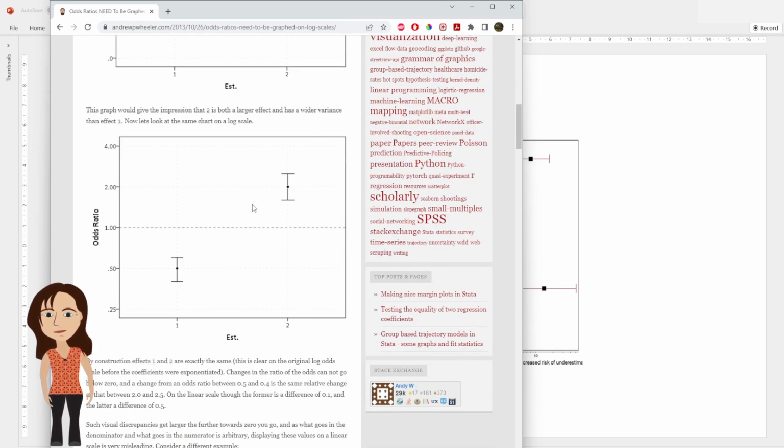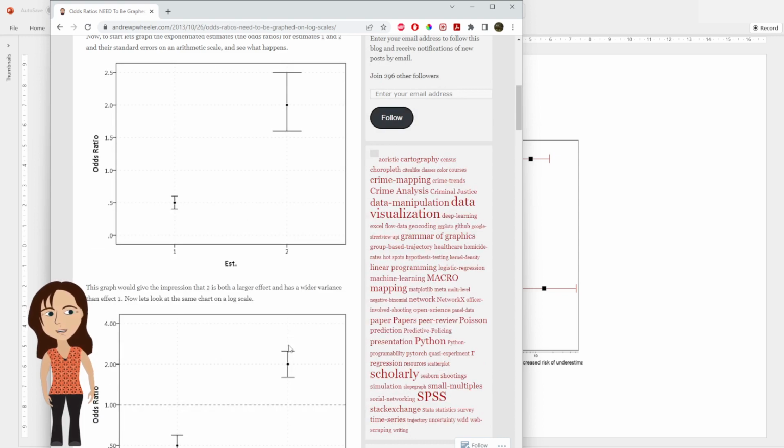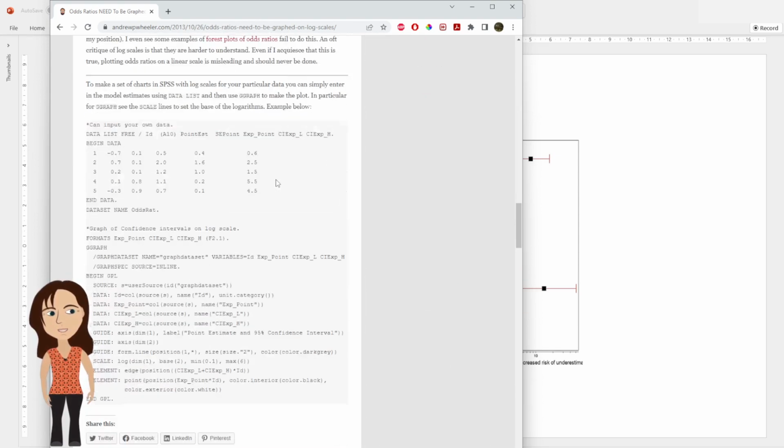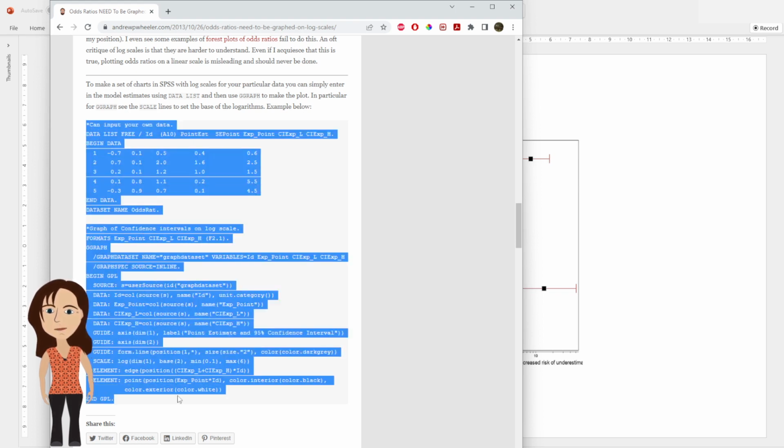Because these two should look the same, and if you don't convert it, it looks different. That's the point of the post. But anyway, he gives his code for how to get this graph out, which is incredibly helpful. So if you haven't had a go at using any scripts in SPSS, this might be a good one to start with. He gives a dummy data set and then how to create the graph using the log scale, but you can put your own data in here. So all you need to do is select all of this.